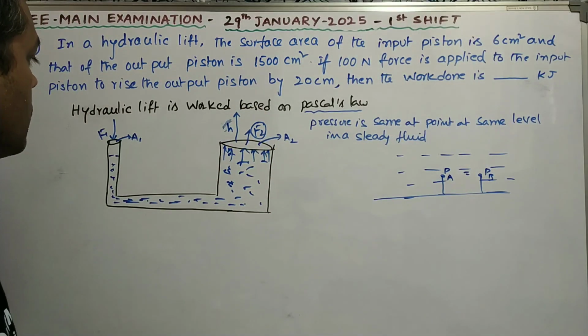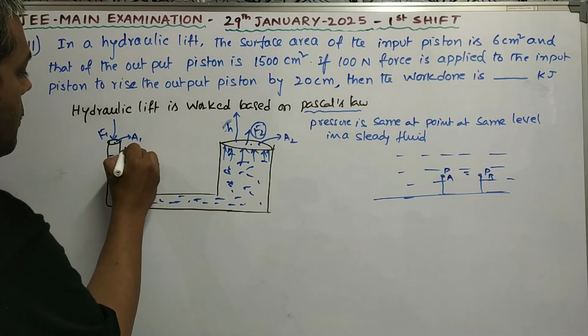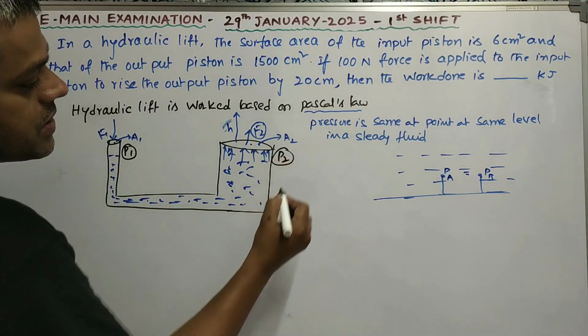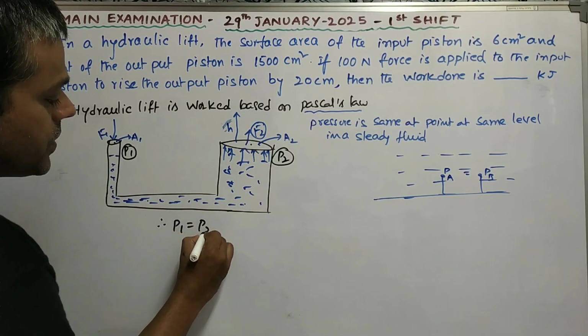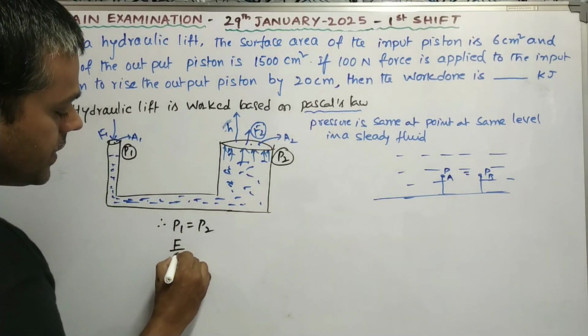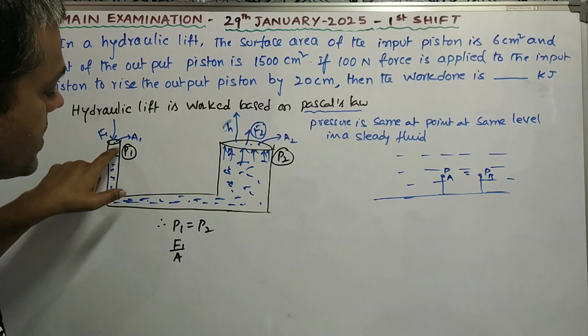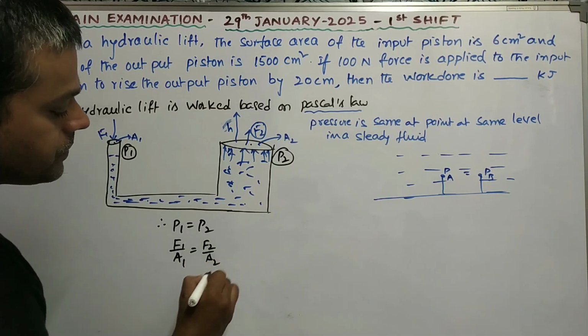According to Pascal's law, pressure at this point equals pressure at this point. Say the pressure at the input piston is P1 and at the output piston is P2. So according to Pascal's law, P1 is equal to P2. Pressure is force per area. That means the input pressure, exerted by the force on the surface area, is F1 by A1, which is equal to F2 by A2.